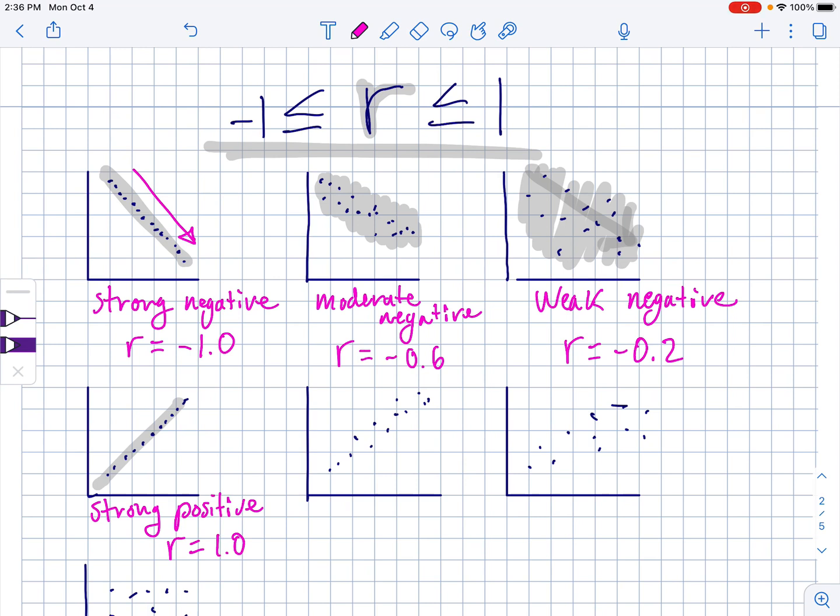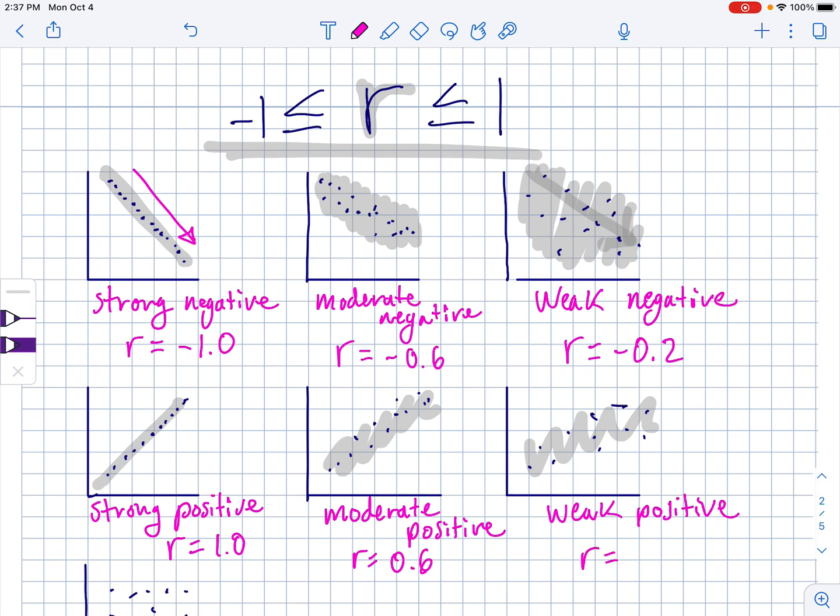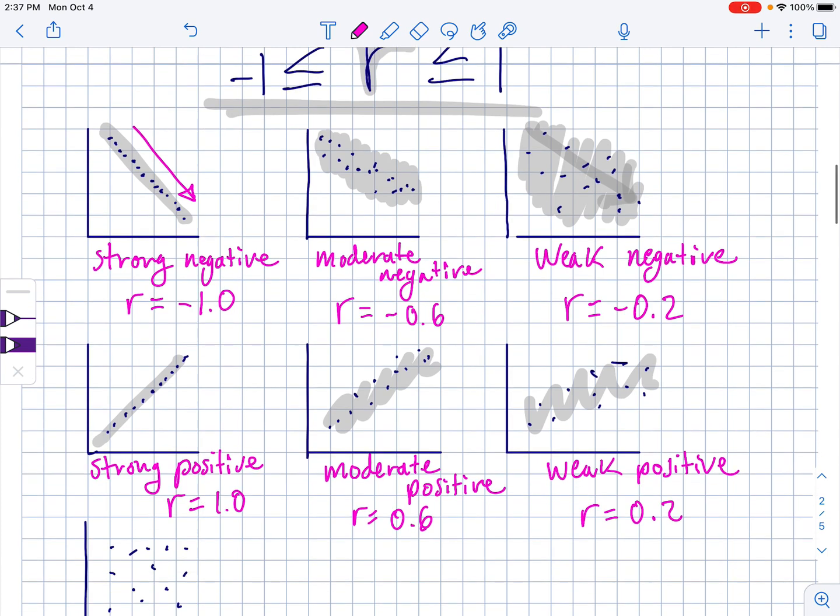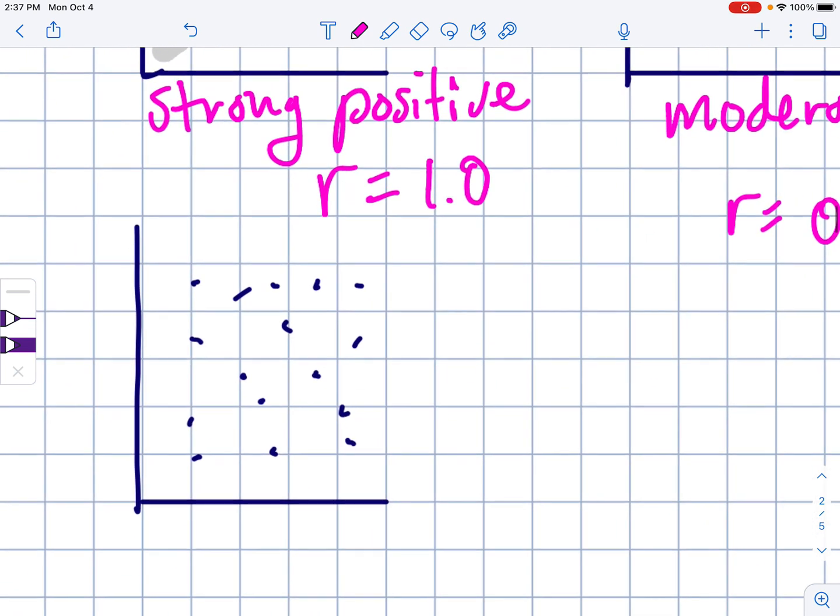This would be something like an R equals 1.0. That would also be called a perfect correlation. 1 and -1 are perfectly correlated. The next one here is a little bit looser, but it's still pretty good, and it's going uphill, so we'll call that a moderate positive correlation. This could be something like 0.6, positive 0.6, and then this guy is weak, so weak positive correlation. Call that like 0.2.